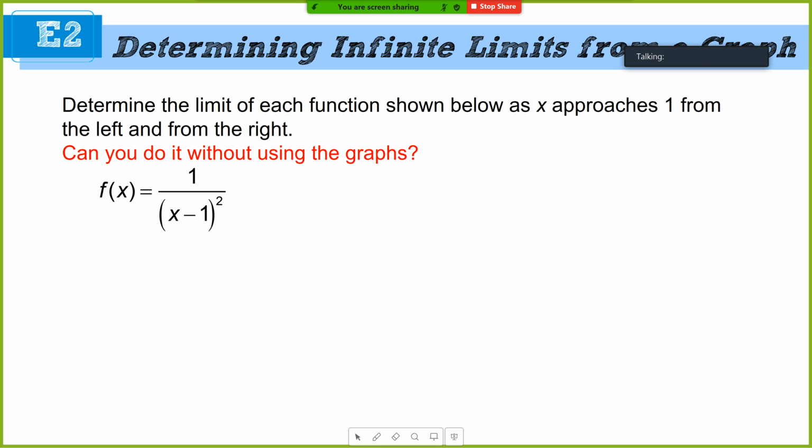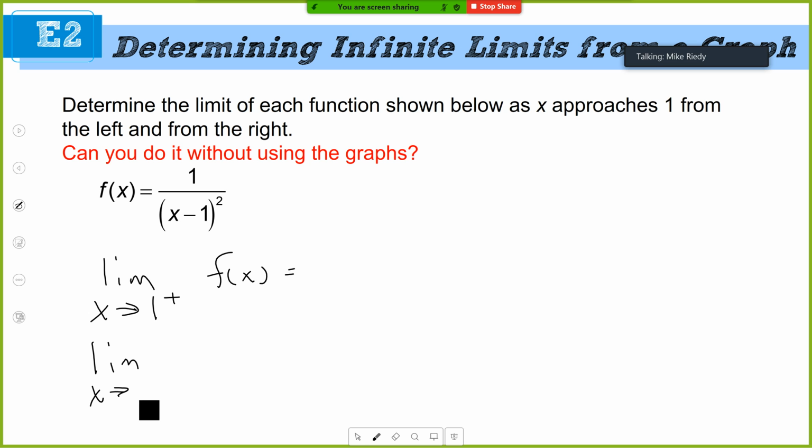All right. Here we go. What is the limit as x approaches 1 from the plus side of f of x? And what is the limit as x approaches 1 from the negative side of f of x? Go ahead and solve those. I'll give you a minute.